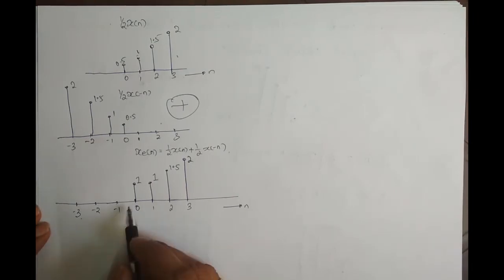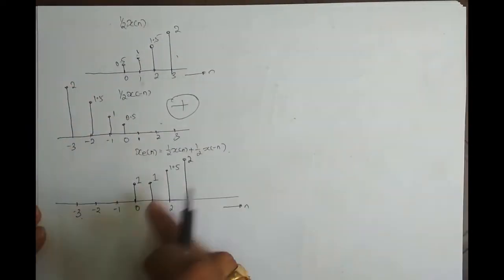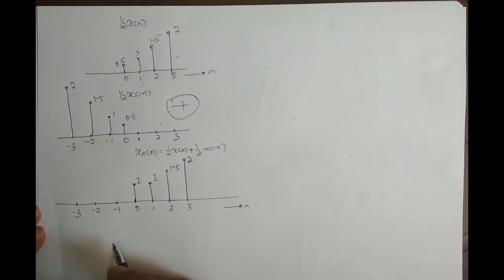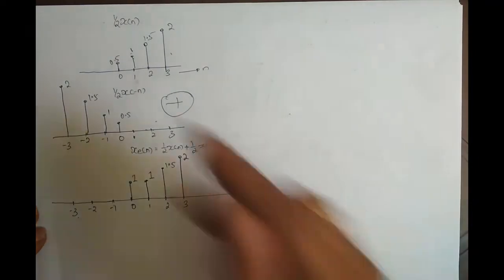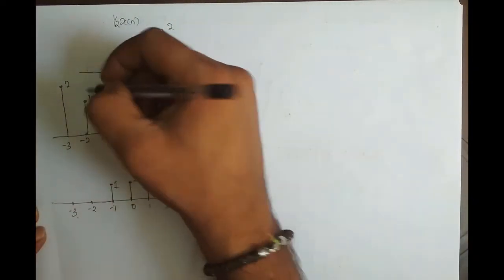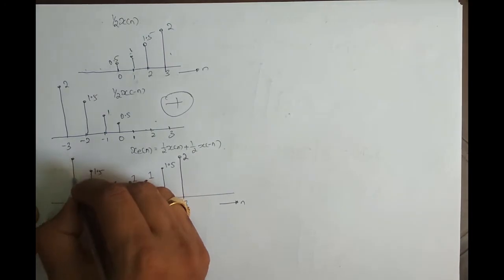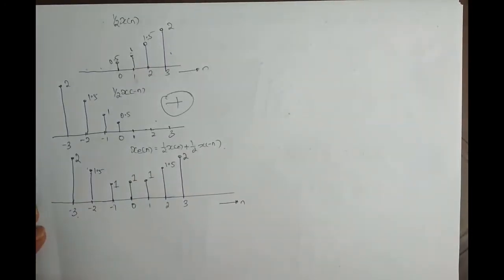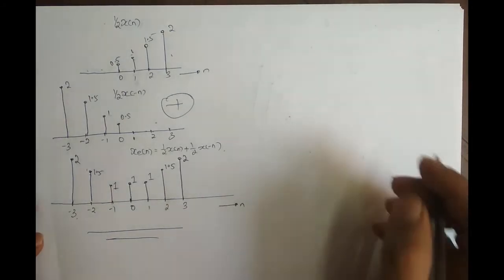Okay. Now since this is symmetric, if you fold it, those two amplitudes should overlap, but still we will try to solve it. So at n equal to minus 1, what do I have? 0 plus 1 is 1. At n equal to minus 2, 0 plus 1.5 is 1.5. At n equal to minus 3, 0 plus 2 is 2. Okay, so this is our even component of the signal x of n.